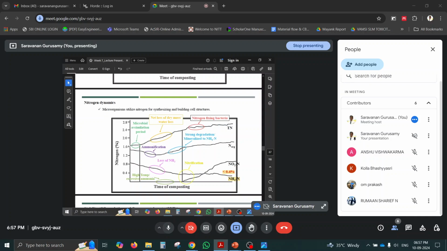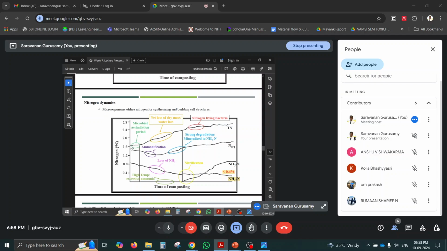Initially, the total nitrogen will be lower, and then because of ammonia production, the total nitrogen will increase. That's why you can see here that the ammonia nitrogen is increasing. Then finally, whatever ammonia was produced will reduce. That is called loss of ammonia. But nitrate will be produced as the ammonia is oxidized to NO3. Whatever organic nitrogen is present will be converted to ammonia, then the ammonia will be oxidized to nitrate. But finally, the total nitrogen will increase. That is because of nitrogen-fixing bacteria that fix atmospheric nitrogen into the compost.